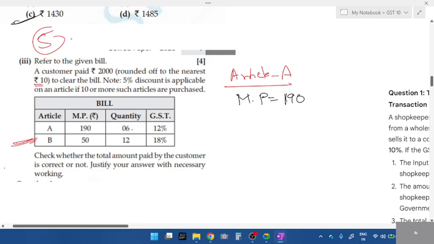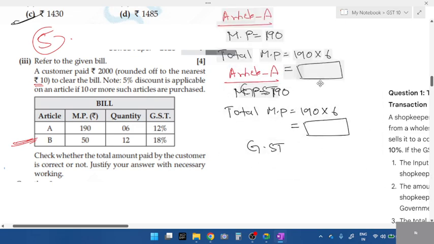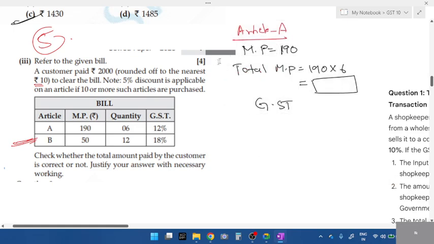How many quantities are there? 6 quantities. You can write mark price and write total mark price. What is the total mark price, students? 190 into 6. On this, is discount applicable? Do we need to apply discount on this? No. First calculate this, then directly calculate GST. Is this clear for Article A? Then what will you do for Article B, students? Tell me for Article B.